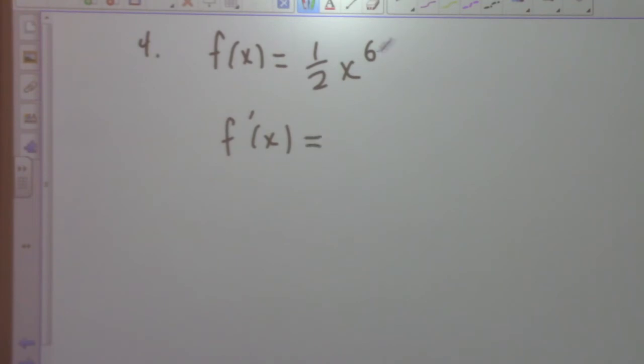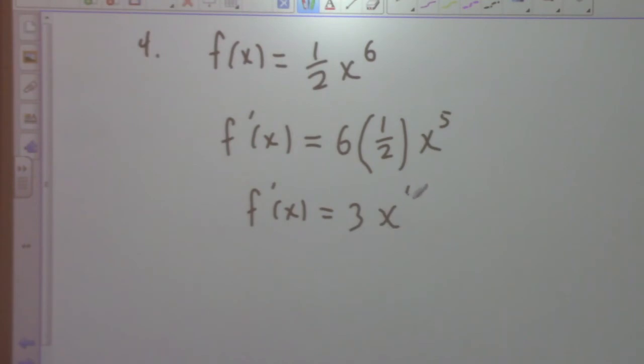Okay, call it number 4. f of x equals 1/2 x to the 6th power. So f prime of x is going to be equal to 6 times 1/2 x to the 5th power. And so that's going to simplify to 3x to the 5th power. Does that look right? Okay, that's number 4.